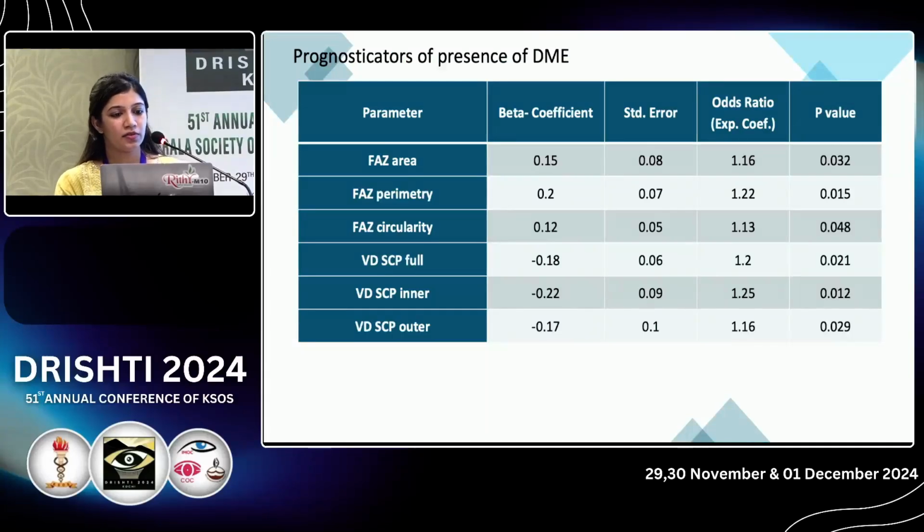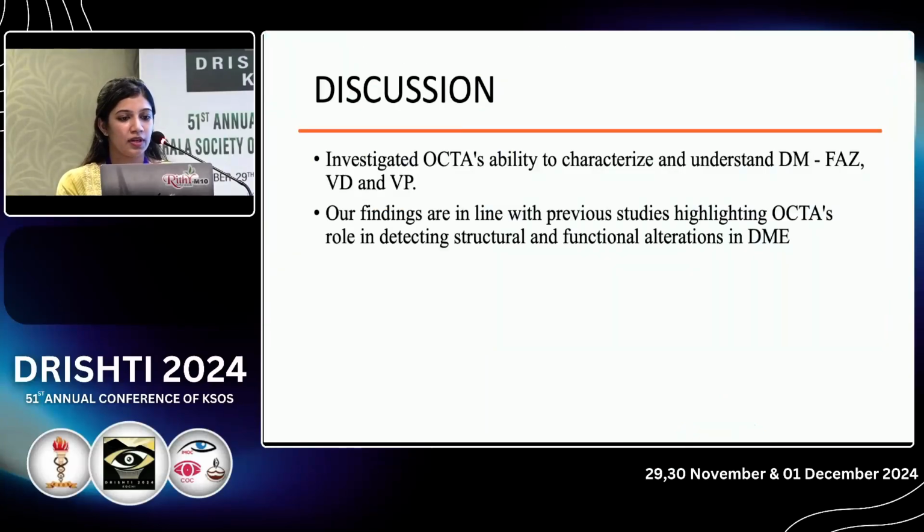Prognosticators of presence of DME: the foveal avascular zone area, perimeter and circularity had a positive beta coefficient with odds ratio more than 1, indicating that the larger the area, the higher the odds of having DME. Also, vessel density, full, inner and outer, had negative coefficients with an odds ratio more than 1, signifying that the lesser the vessel density, the more the chance of DME.